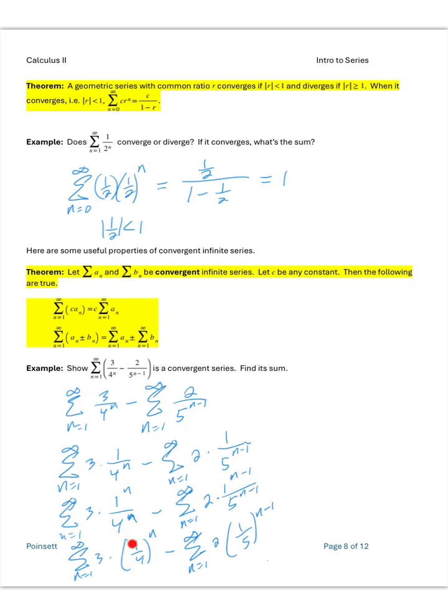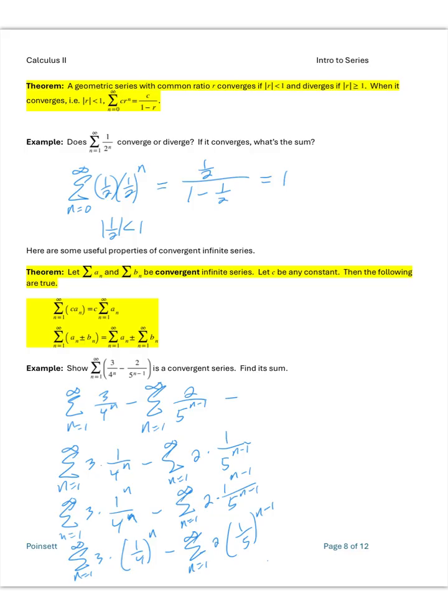So since the common ratio of this one is 1/4, which has an absolute value less than 1, and since this geometric series has a common ratio of 1/5, which has an absolute value less than 1, we know that each of these series converges. So that means the difference together is also going to converge, and it will converge to the difference of these two sums. Let's find these two sums.